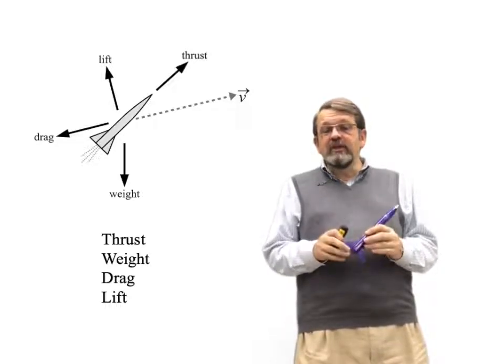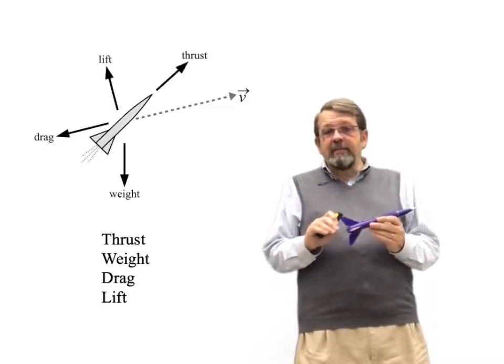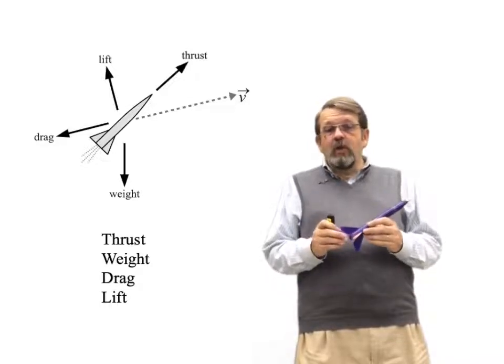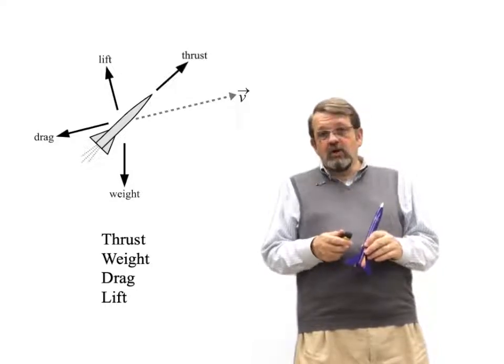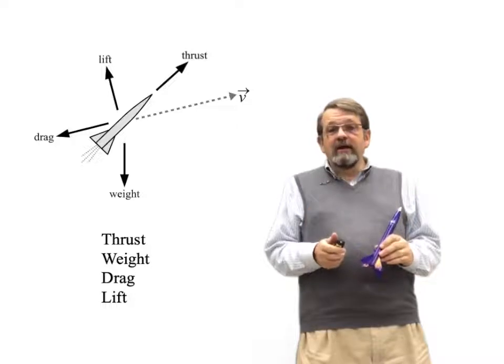And the difference between them is that drag always acts in the direction opposite to the velocity of the rocket, whereas lift always acts in a direction perpendicular to the rocket. So today, we're going to talk about lift.